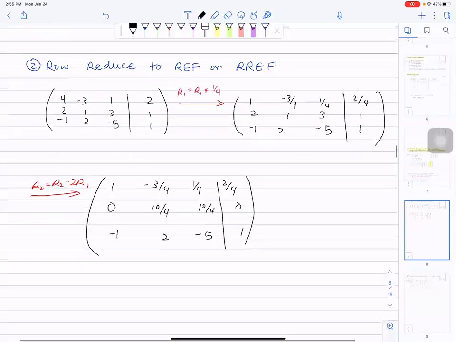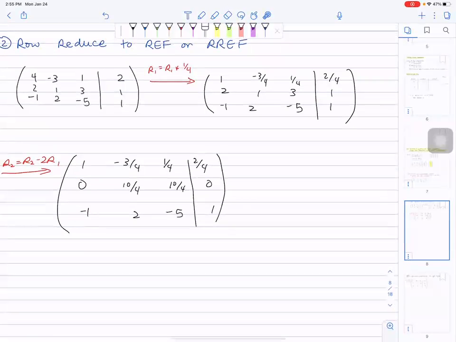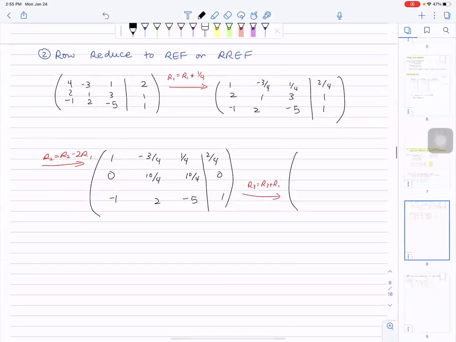Okay, now in the third row, we want to get rid of that -1. So we do R3 equals R3 plus R1, so that we can get rid of the -1 there. And we end up with this augmented matrix. 4, 3/2.